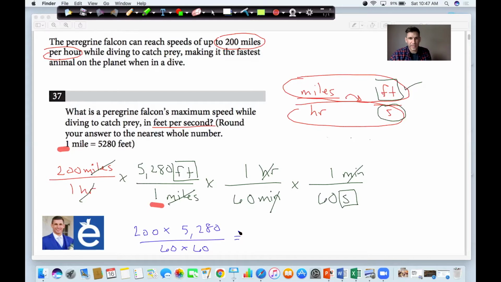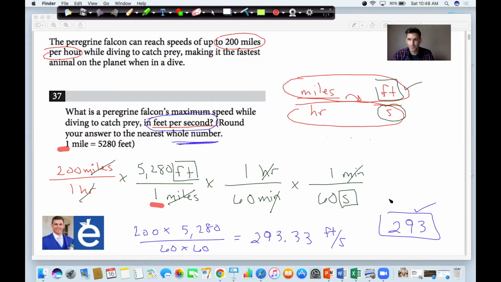I'm going to quickly use my calculator just to save some time so we can get to the other problems. 200 times 5,280, then divide by 3,600, and I'm going to get 293.33, and this is in feet per second. Quick note, I always want to circle what it is that I'm looking for. It says, what is the paragraph's maximum speed? I'll answer in feet per second. It says round your answer to the nearest whole number. So I don't make a careless mistake, the nearest whole number is 293 in this instance, and I'm done.